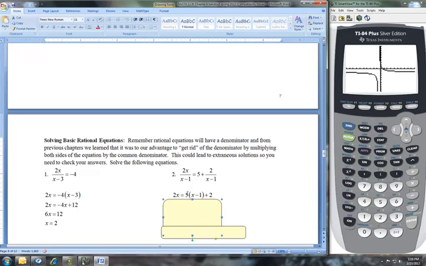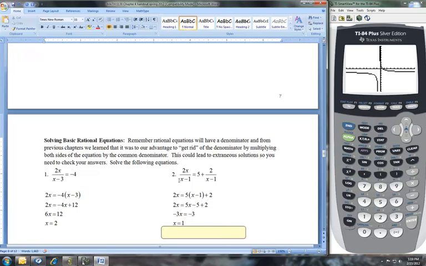Okay, I need to distribute. And now get like expressions together. So I'm going to subtract 5x. So on this side I'm going to have a negative 3x. Combine that, that would give me a negative 3. And if you solve that, that would give me x equals 1.